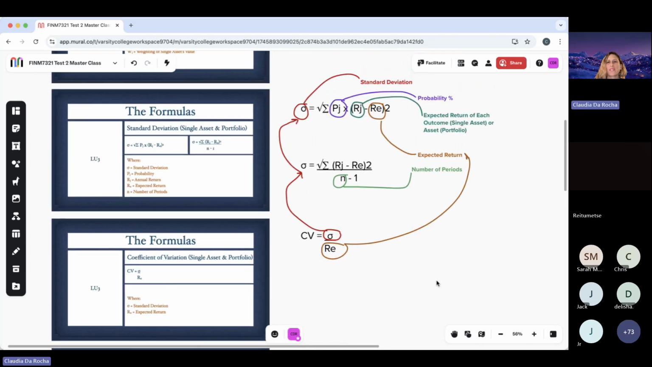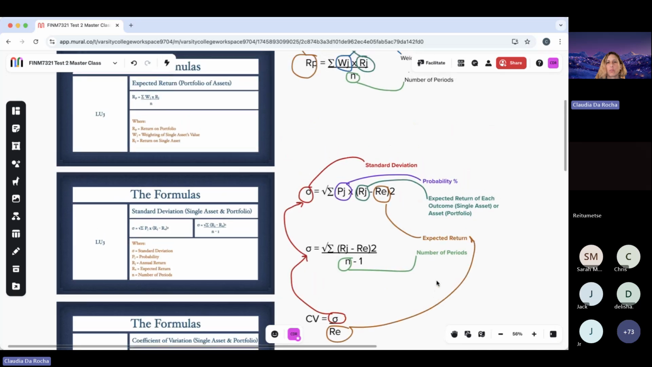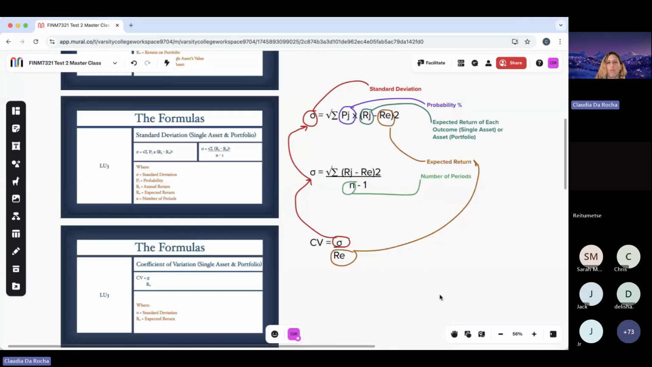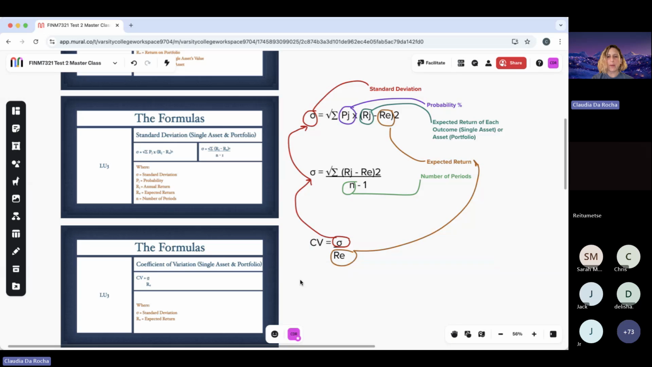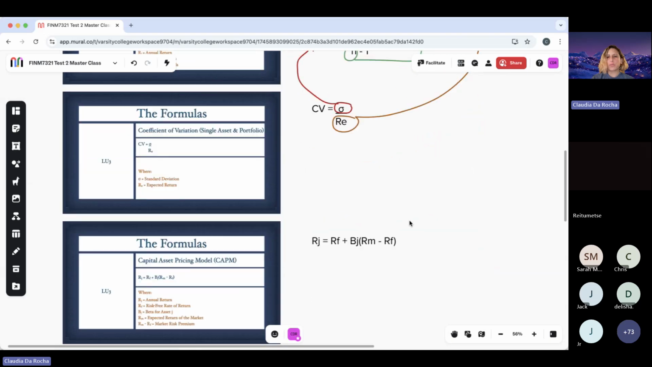Any questions on the risk formulas before we move on? I'll do the last one for learning unit 3. Okay, no questions. Good.